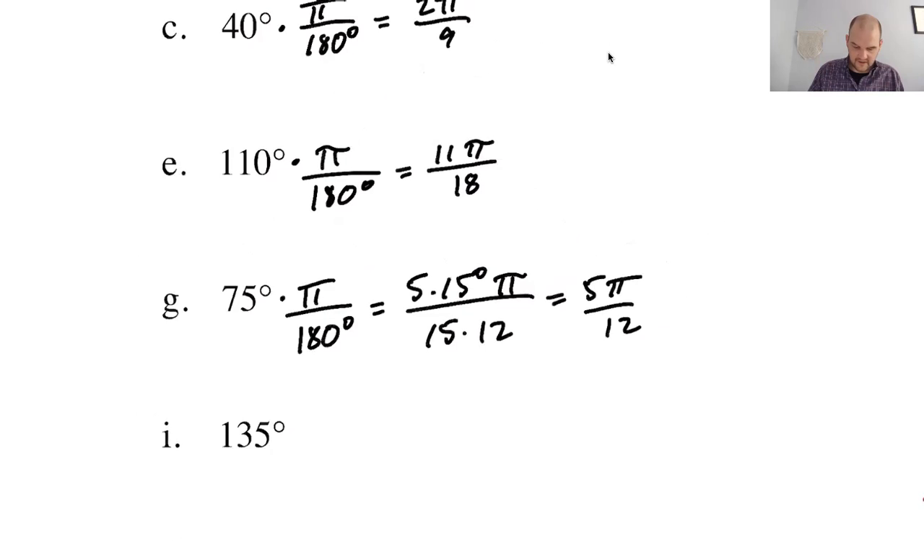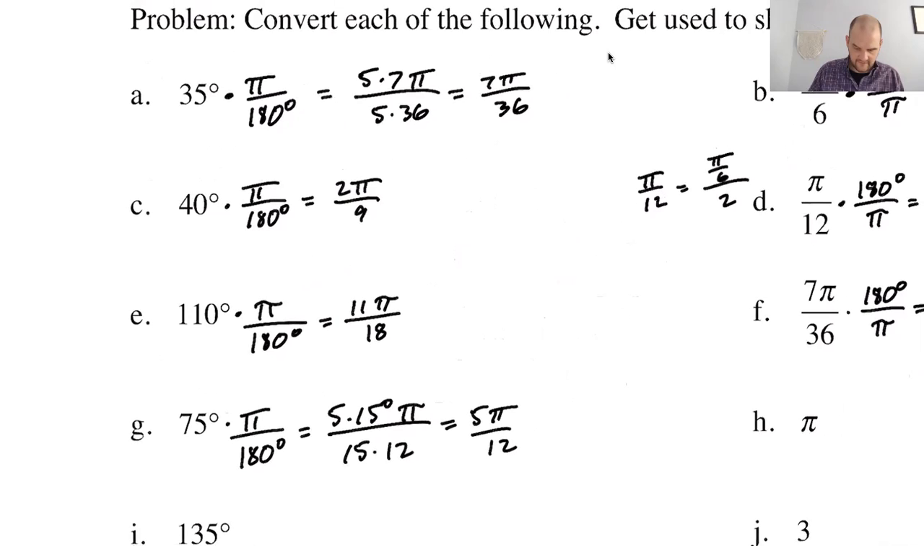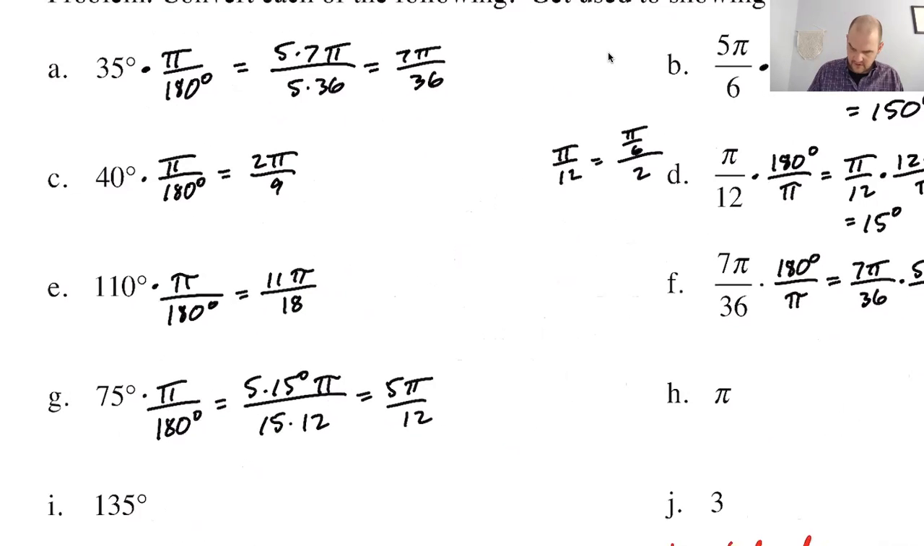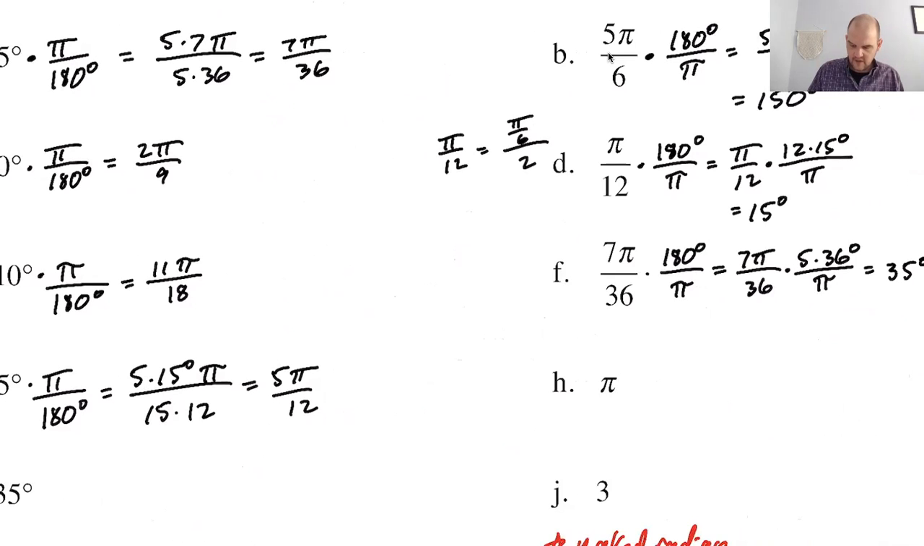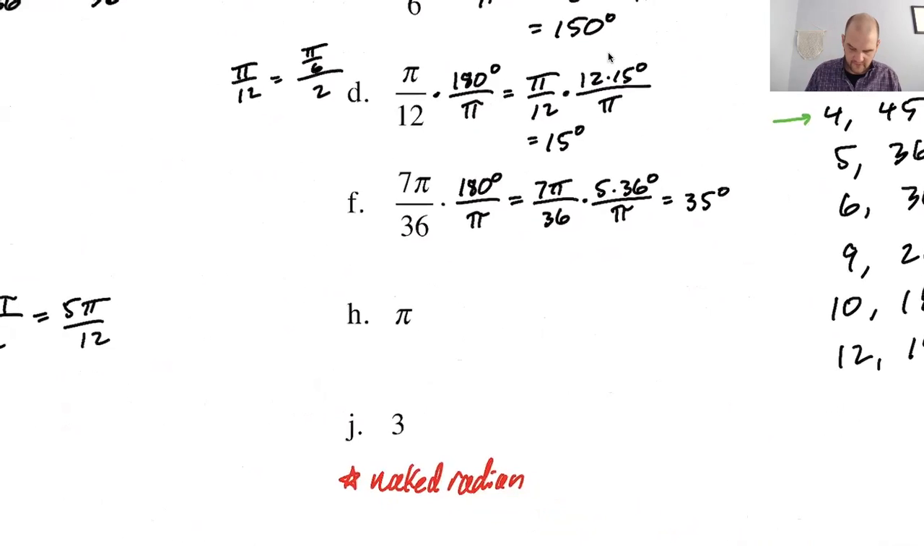Another thing we could have done is, somewhere I feel like we converted pi over 12, right? Pi over 12 is 15 degrees. Once we knew that, I could just multiply that by 5 to get 75 degrees, and then multiply the pi over 12 by 5 to get 5 pi over 12. So it's all working for us.